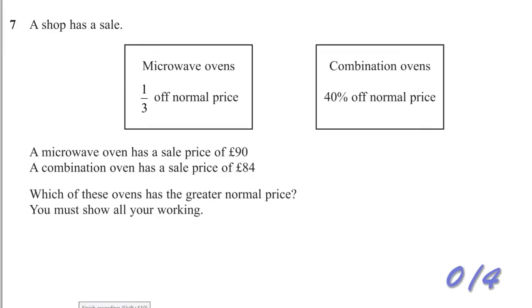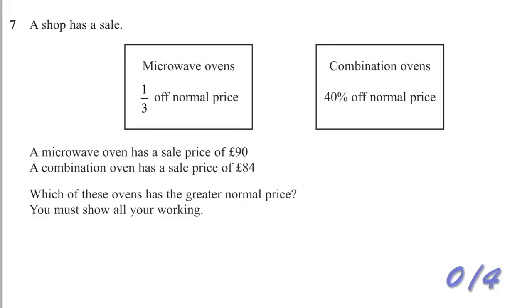Question 7. Very standard, classic GCSE Maths exam question. Microwave ovens are a third off. Combination ovens are 40% off. The microwave oven has a sale price of £90. The combination oven has a sale price of £84. Which one had the greater normal price? So these are the sale prices, so the third has already been taken off and the 40% has already been taken off. So let's look at the microwave oven first.